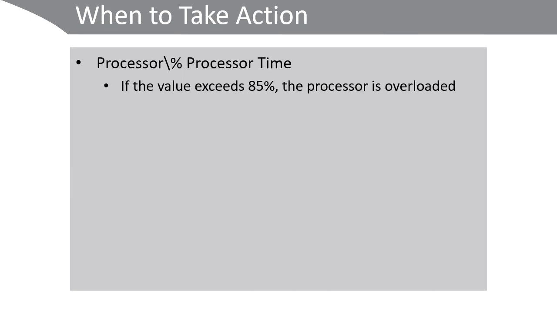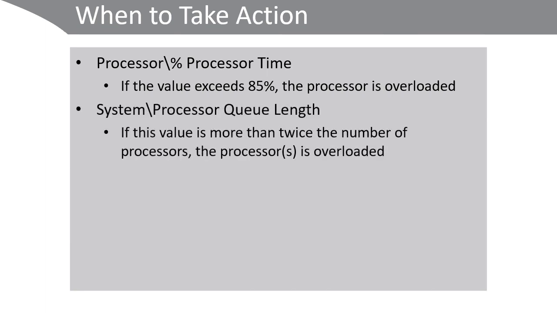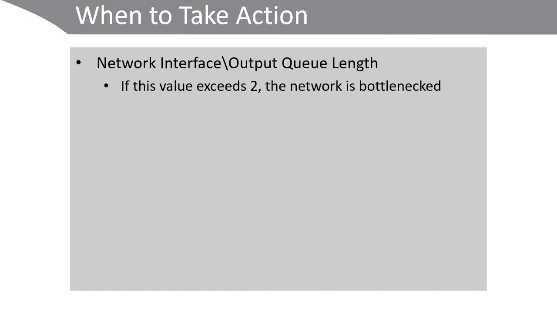In processor or CPU terms, the percent processor time value exceeding 85% indicates the processor is overloaded. There will be times when it's trying to exceed 100 and can't, and so things are being stuck into a queue. Examine the system processor queue length, and again, if this value is more than twice the number of processors, most computers have a single processor, then you're looking at a processor being overloaded. So the two figures together indicate the need to take action. And as I said, the network interface output queue length is the indicator for problems on the network. It's difficult to say what action you need to take. I would investigate further and see if the problem is elsewhere before you start swapping out network cards.